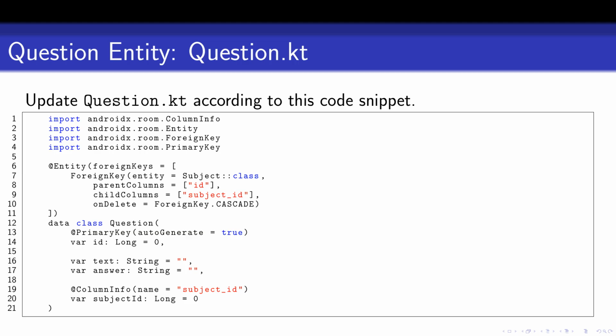Here's what the question.kt entity looks like. Like subject.kt, it uses @Entity and @PrimaryKey. It has 3 main fields: text for the question itself, answer for the solution, and subject ID, which links it back to the subject table. The subject ID is marked with @ColumnInfo to customize the column name in the database. This setup lets us structure our data clearly and enforce proper relationships between different parts of the app.